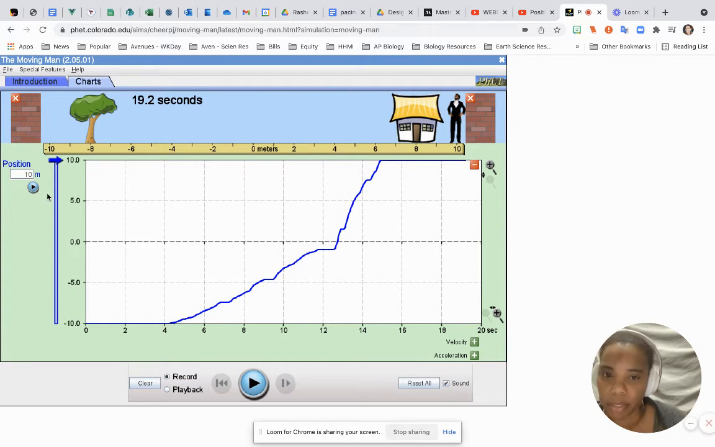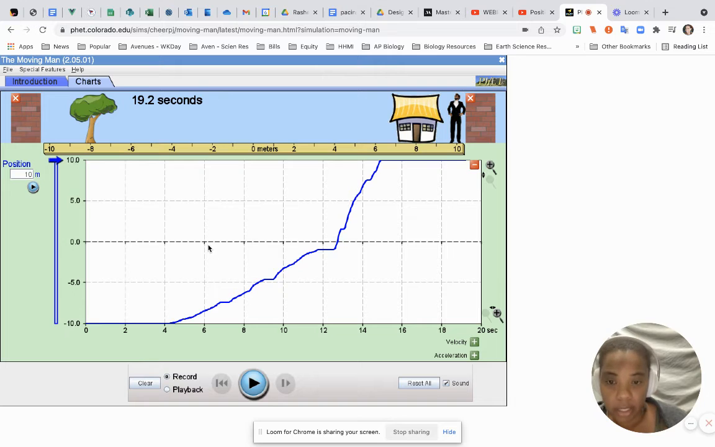So I wasn't able to keep my hand really steady, but if we made this like a line of best fit, what would you be able to say about that line? What would the slope of this line tell you? What is the relationship between time and position?